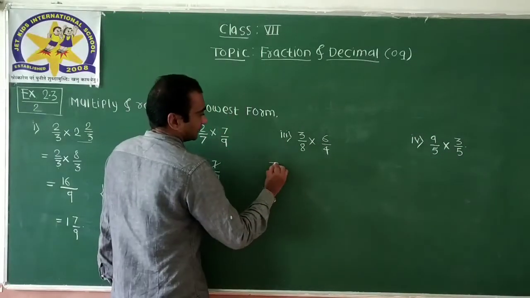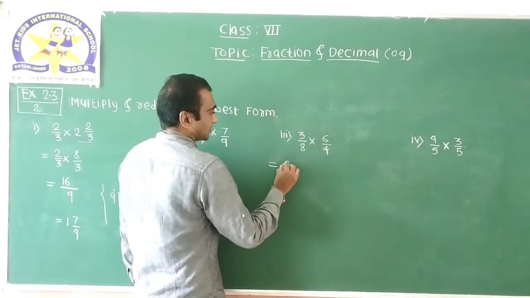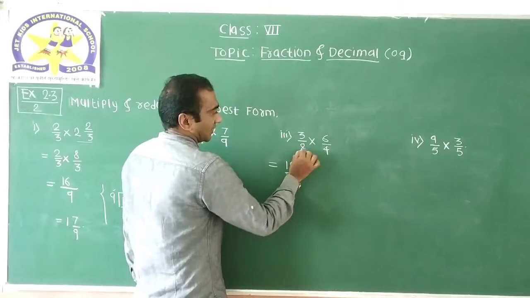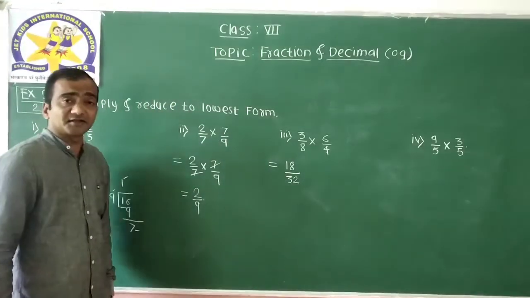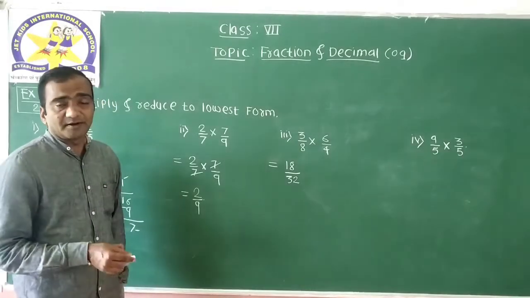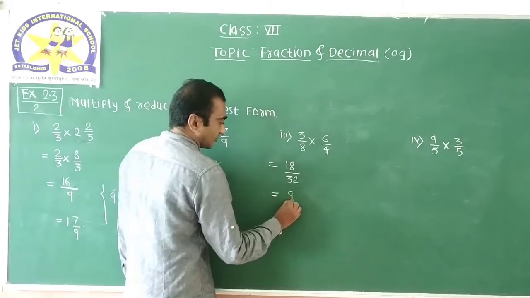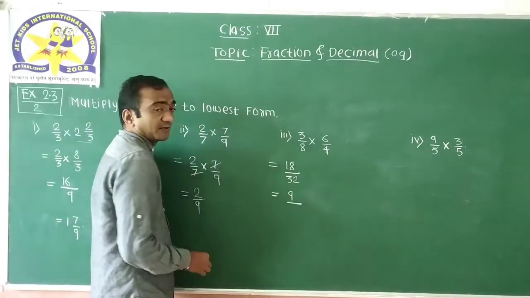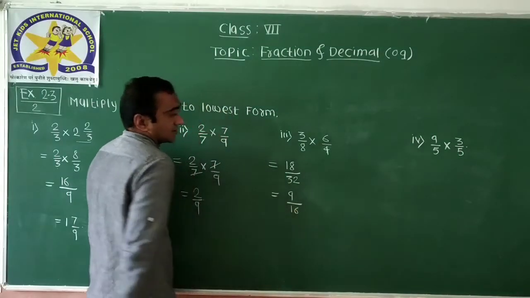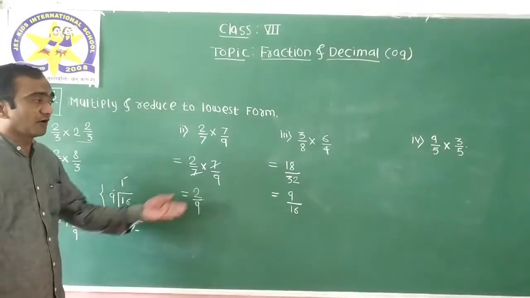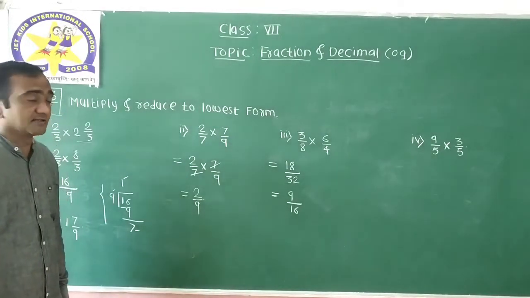Question number third. Make a multiplication in numerator. 3 into 6, 18, divided by 8 into 4, 32. Now these two values 18 and 32 are divisible by 2, so we can convert it into a simple form. 18 divided by 2 is 9 and 32 divided by 2 is 16. So the simple form of the third question will be 9 by 16.